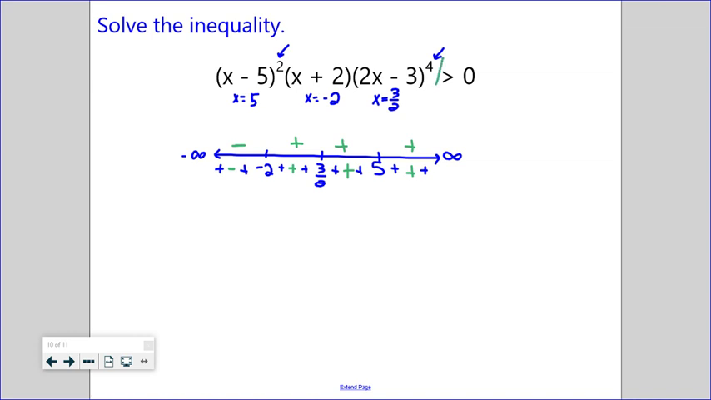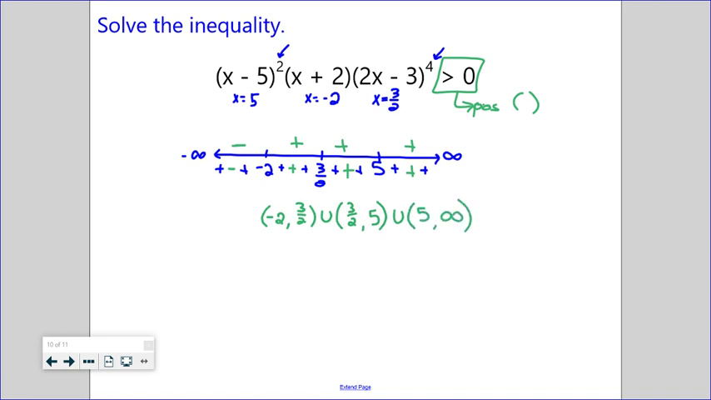So again, that tells me positive numbers, but not including our zeros. Like we looked at in the second part on the last page, we're going to have to break at each of those zeros, not including them, so parentheses. -2 up to 3/2, break. 3/2 up to 5, break. 5 up to infinity.